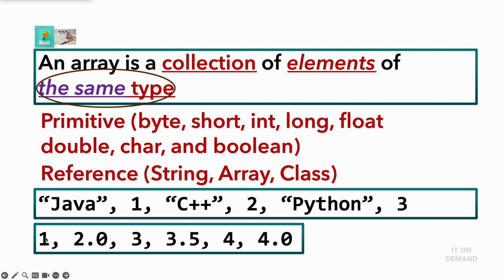But beyond that, we can't even have something like this, where we have 1 and we have 2.0. 1 is an integer. 2.0 is double. 3 is an integer. 3.5 is double. 4 is an integer. 4.0 is double. Even though both of them are primitive, we cannot have something like this. It has to be of the same data type. And so if we use integer here, we want to also use integer everywhere else. Please take note of that.